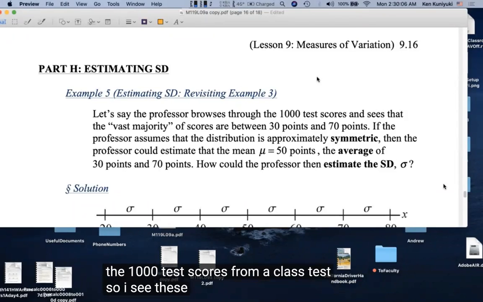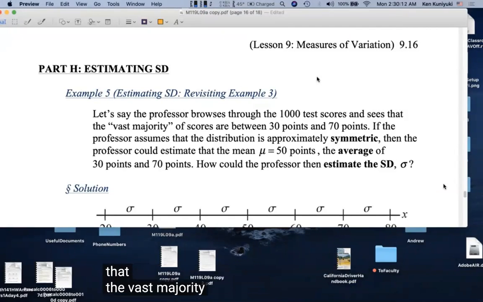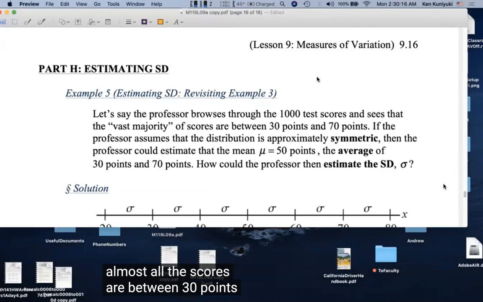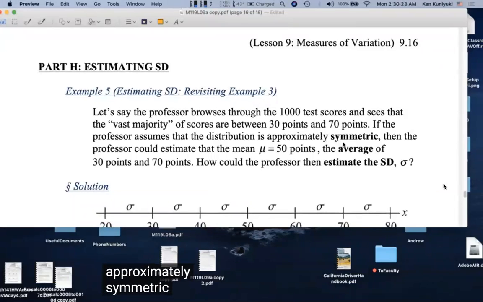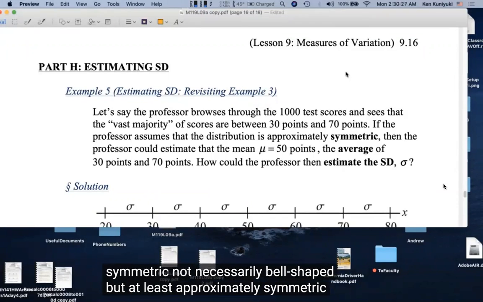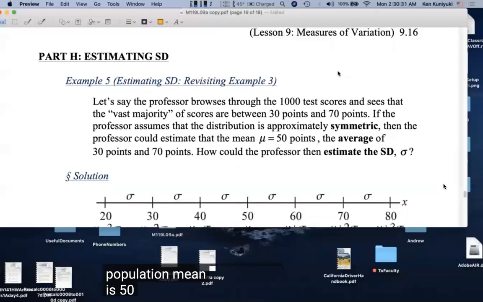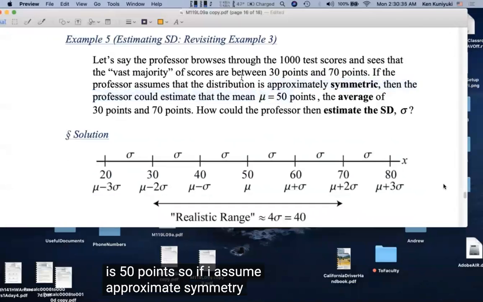So I see these stacks of exams that Igor has graded. I look through and I notice that the vast majority of the scores, maybe almost all the scores, are between 30 points and 70 points. Now, if I assume that the distribution is approximately symmetric, not necessarily bell-shaped, but at least approximately symmetric, then I could estimate that the population mean is 50 points.